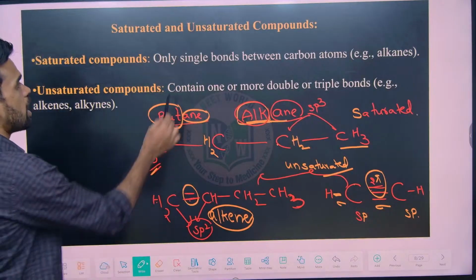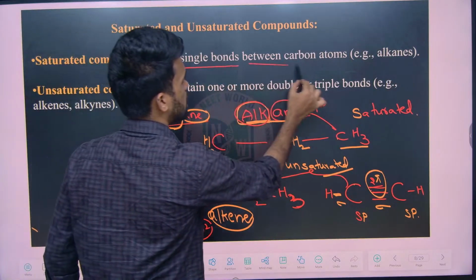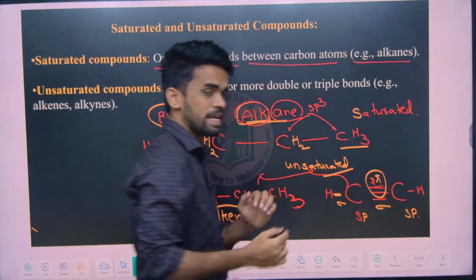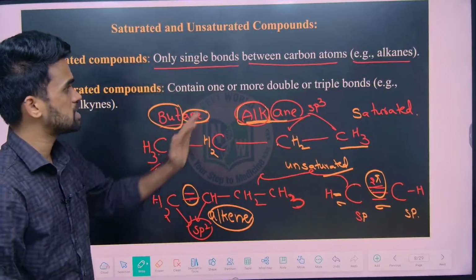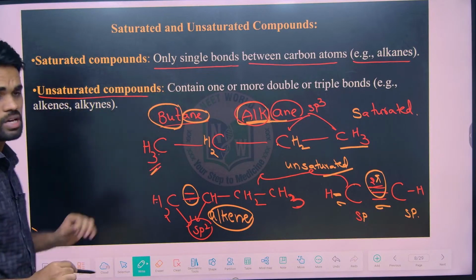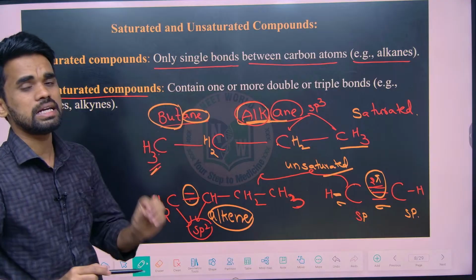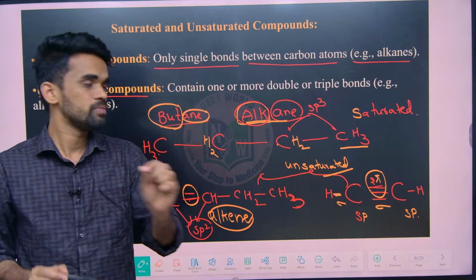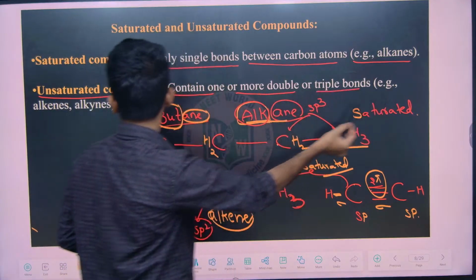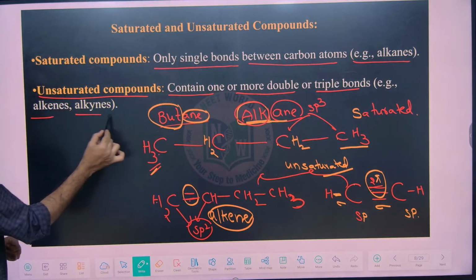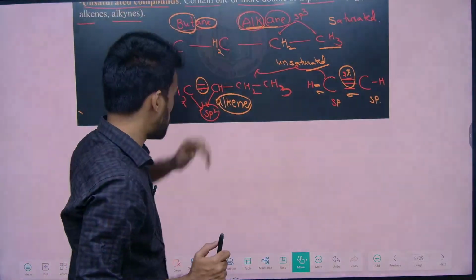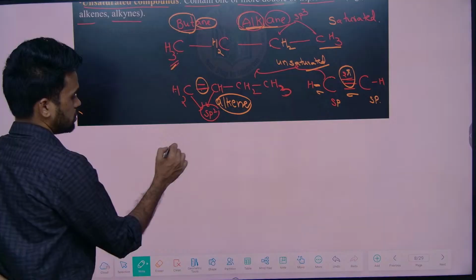Saturated means they have only sigma bonds between the carbon atoms. What are the examples here? I can say alkanes and cycloalkanes are the best examples of saturated compounds. Next, unsaturated compounds are compounds that contain at least one pi bond. See here, they contain one or more double bonds or triple bonds. Examples: alkenes and alkynes. Hope the discussion is clear. Now identify whether the given compound is saturated or unsaturated.